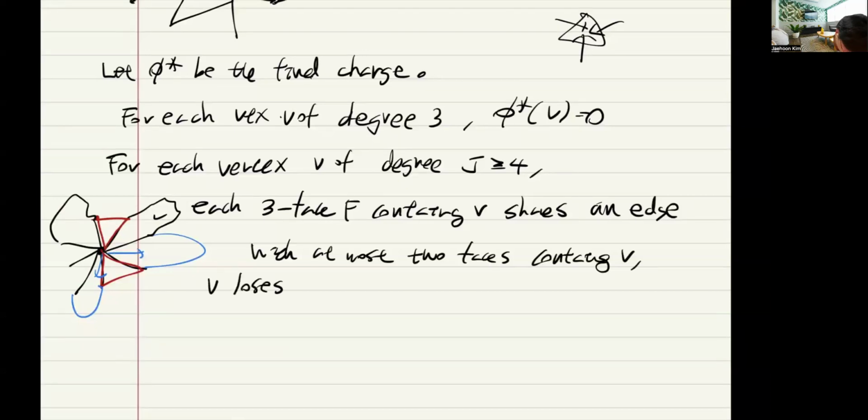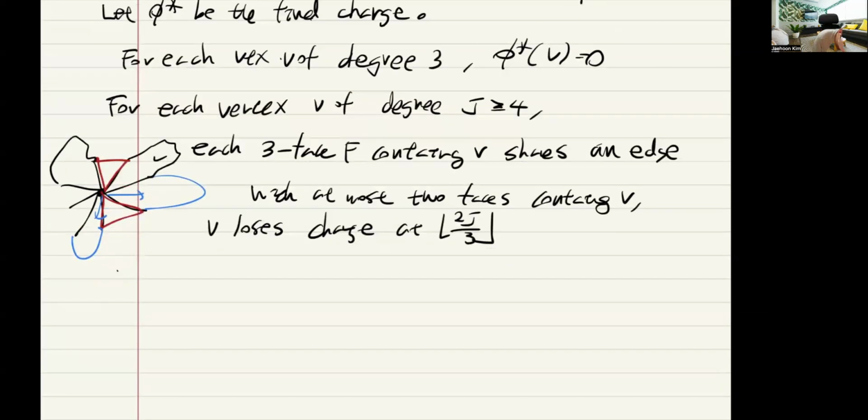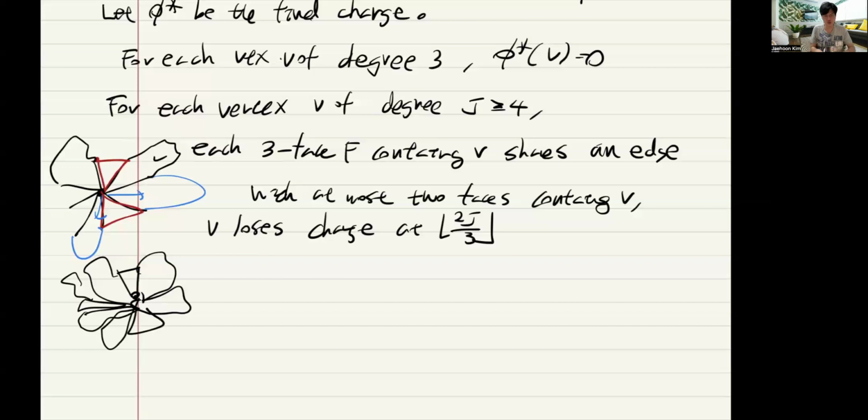V loses charge. The most efficiently losing case is this picture. So there is a triangle and then non-triangle, 3-face, and non-3-face, and 3-face, non-3-face. So you have 1 triangle and then 2 non-3-faces, and then 1 3-face, 2 non-3-faces, 1 3-face, 2 non-3-faces. That's the most effective case. So you lose charge at most 2j out of 3 with the floor.